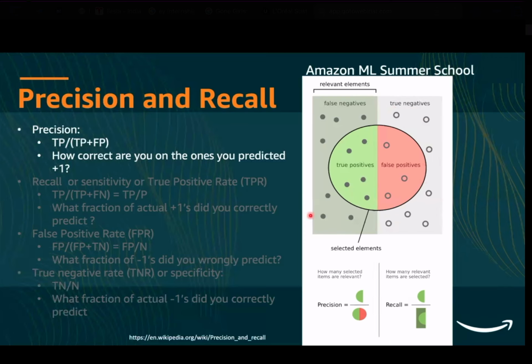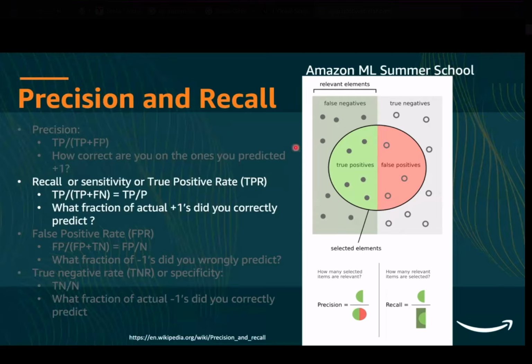Okay, so we'll compute the following metrics such as precision, recall, false positive rate, true negative rate, and so forth. So let's talk about what precision is. Precision is basically how correct you are on the ones you have predicted as positive. Take this example, pictorially, this would be really helpful in understanding. So precision is basically this green semicircle to this complete circle, which says how many actual positives it predicted to the total positives it predicted. So this is precision.